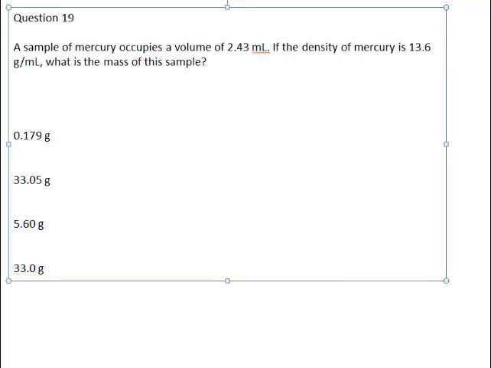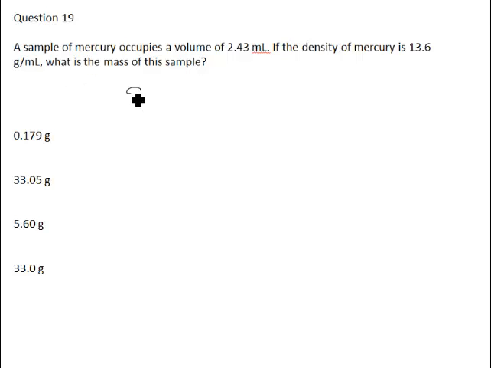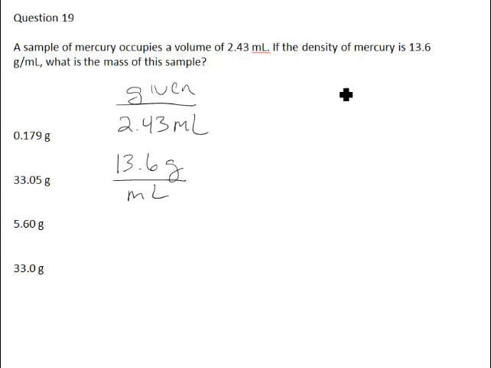Okay, question 19. A sample of mercury occupies a volume of 2.43 milliliters. So, let's see, what am I given here? 2.43 milliliters, that's the volume. And I'm also told that the density is 13.6 grams per milliliter. What do I want? I want to know the mass in grams.